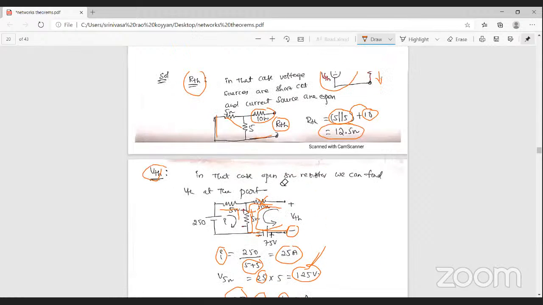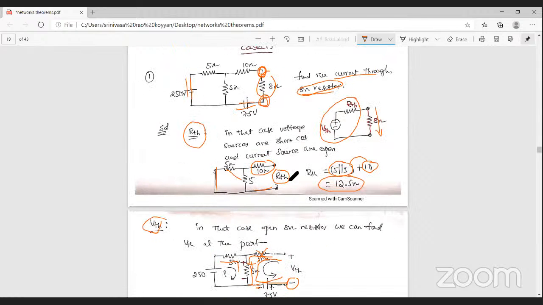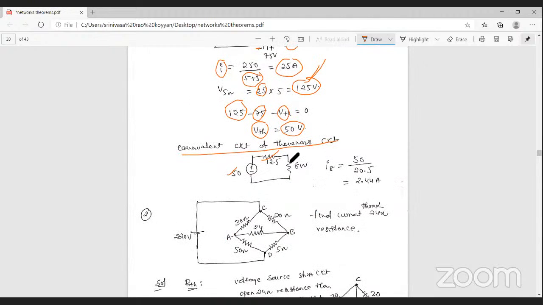But you want to find out the current passing through the 8 ohm resistance. That's why here the 8 ohm resistance is connected in these two terminals. Then the current passing through the 8 ohm resistance, I 8 ohm, is equal to total voltage, that is Thevenin's voltage, by total resistance. These two resistances are in series, that's why 12.5 plus 8, that is 20.5. Then finally the current is 2.44. That is solution number 1.